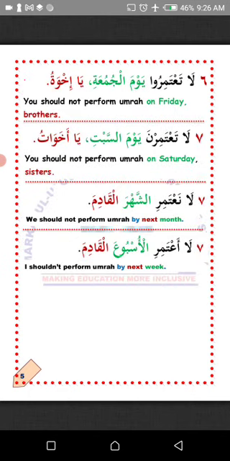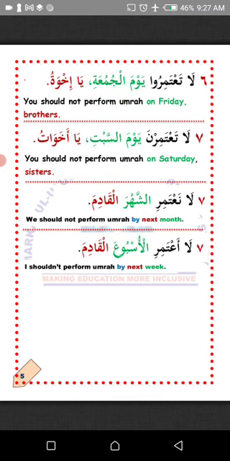MashaAllah. ستة, number six. لا تعتمروا يوم الجمعة يا إخوة. لا تعتمروا. You should not perform umrah, talking to a group of male persons. يوم الجمعة, on Friday. يا إخوة, brothers. سبعة, number seven. لا تعتمرنا يوم السبت يا أخوات. لا تعتمرنا. You should not perform umrah يوم السبت, on Saturday, talking to a group of female persons. يا أخوات, sisters.